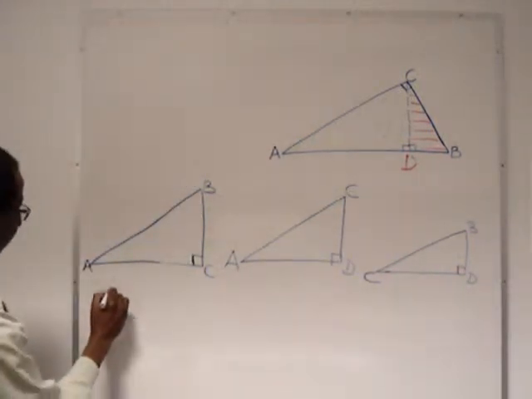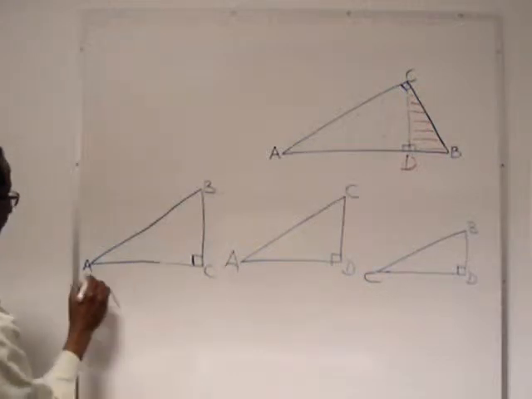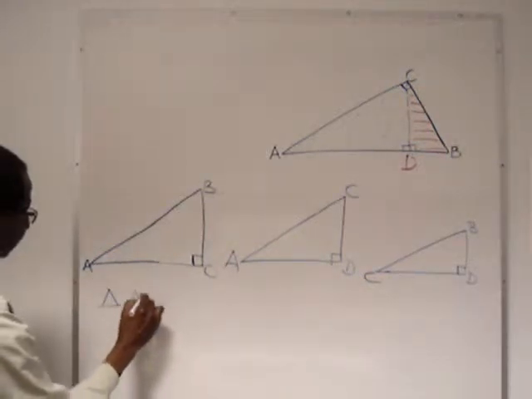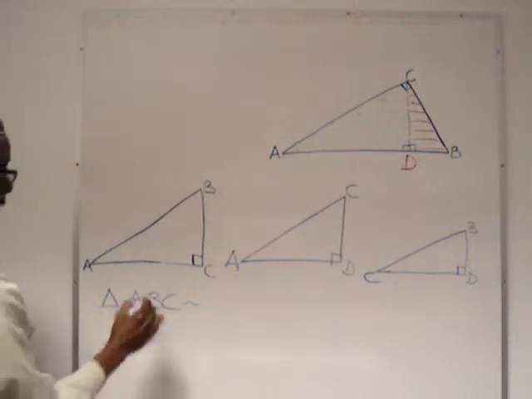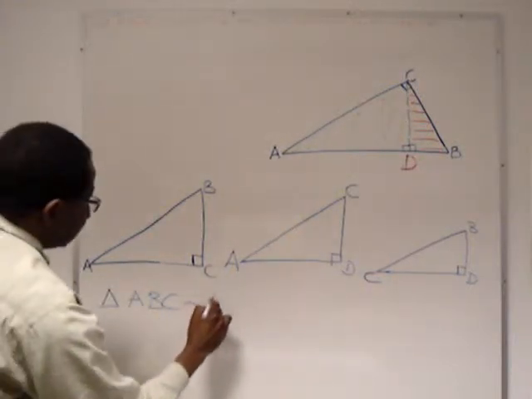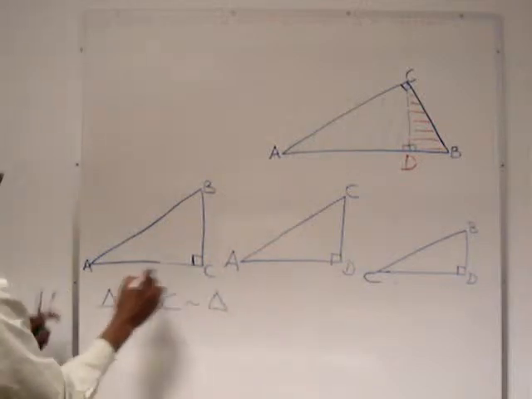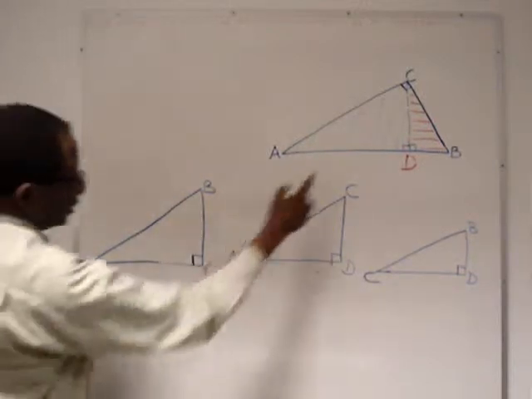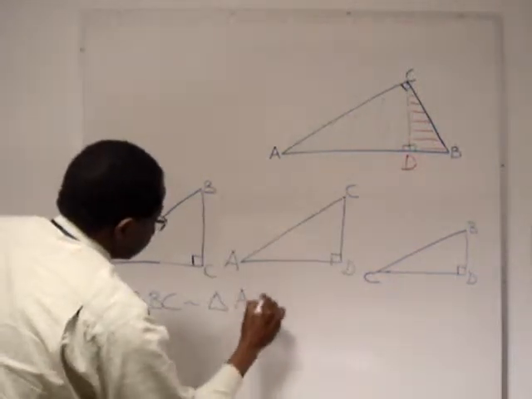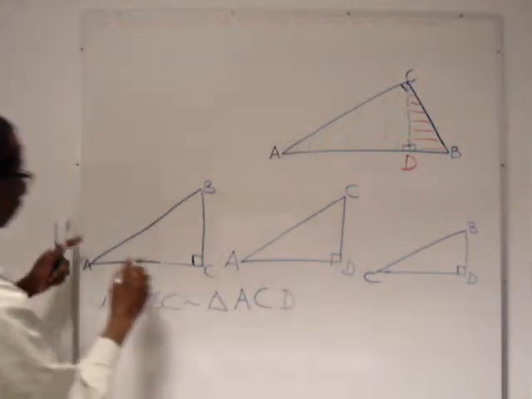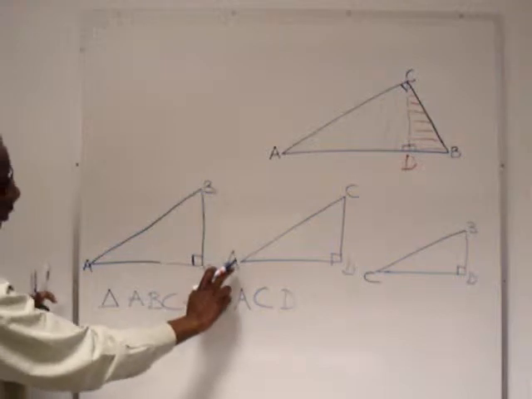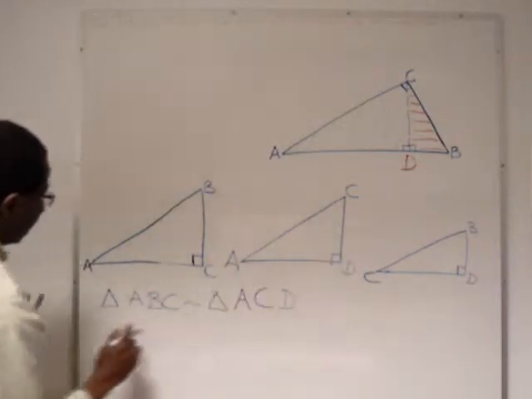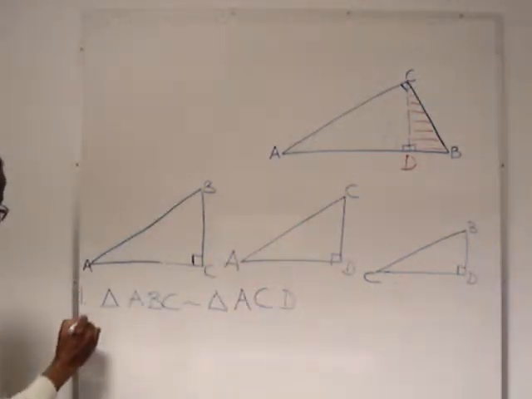So triangle ABC is similar to triangle ACD. We must go in the right order. So we went A, B, C, so we must go in the same order: A, C, D. That's relationship number one.